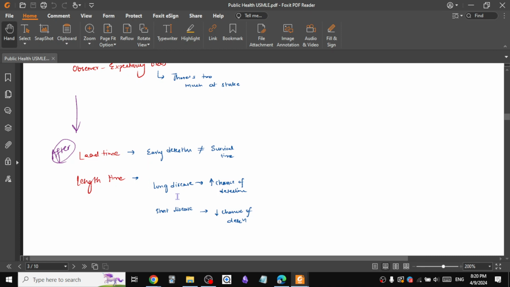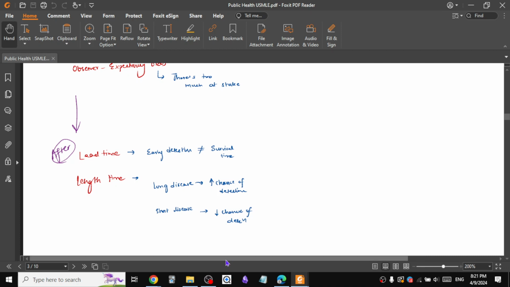Now, length time bias. So what happens is you have acute forms of disease and chronic forms of disease, right? So in a long disease, you have higher chances of detection of that disease because let's say a person suffers from colorectal carcinoma, right? It's recommended that you do a colonoscopy and then 10 years later you do one, or if there are risk factors you do it at 5 years or something like that. Because it's indolent, I will still have higher chances of detection. They might come in more often, or they might show some symptoms and changes. So I have more opportunities to detect as well.